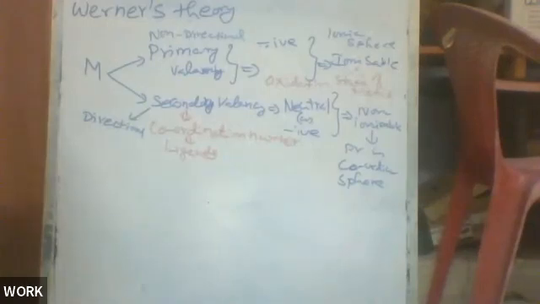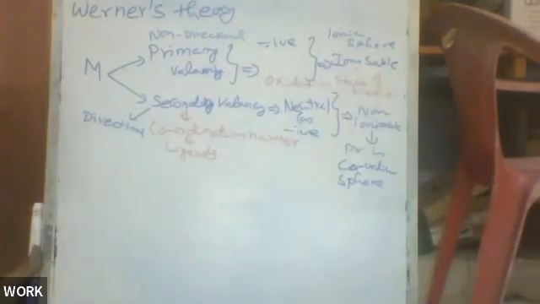Is it clear? Is it clear, ma'am? Now, based on Werner's theory, we have tried the formula for cobalt chloride hexamine. Okay.